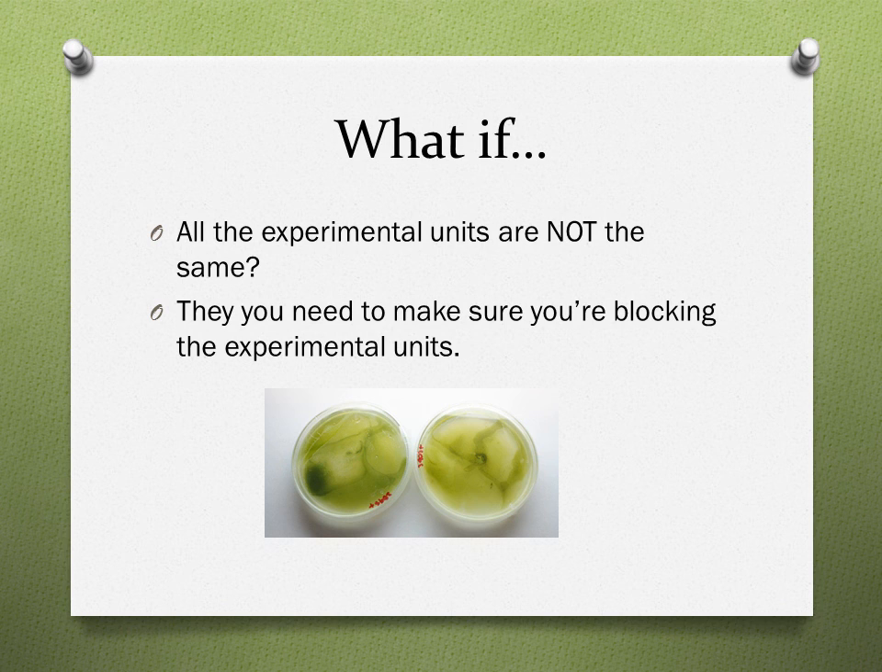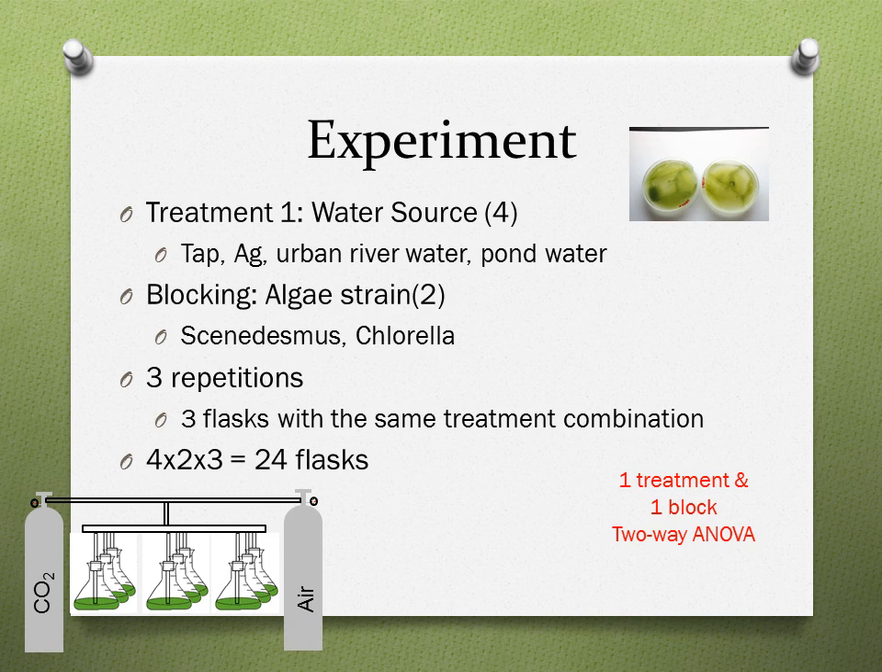Now, one last thing before we go. What if all the experimental units are not the same? Well, if we were going to use the algae example, we might say that we were going to compare Scenedesmus algae in one experiment and Chlorella algae in another experiment. Then what we would need to do is block on the experimental units. And a block inside of an ANOVA actually gets treated almost like a treatment. So this slide explains the experiment with 1 treatment, and we're blocking on algae strain, but ultimately we still have 24 flasks. We still end up with 1 treatment and 1 block and a 2-way ANOVA.